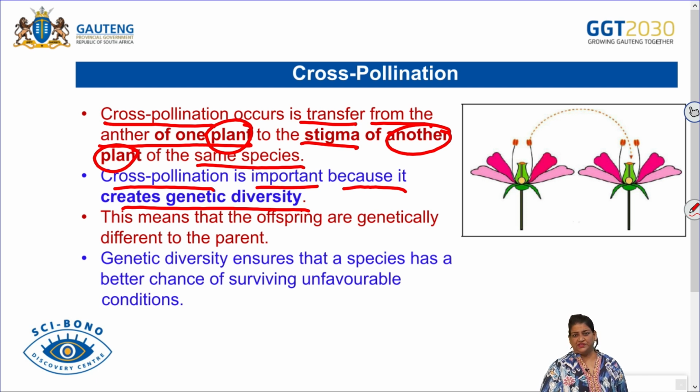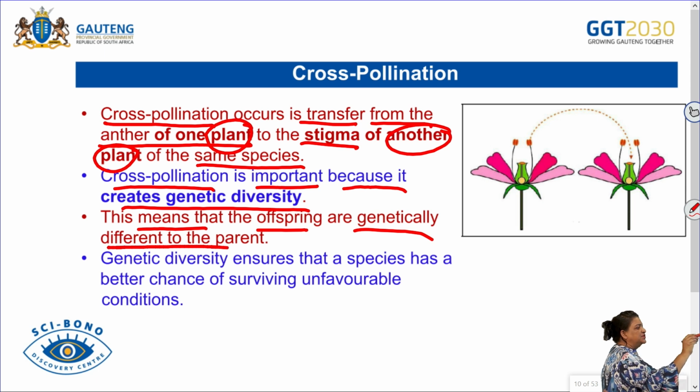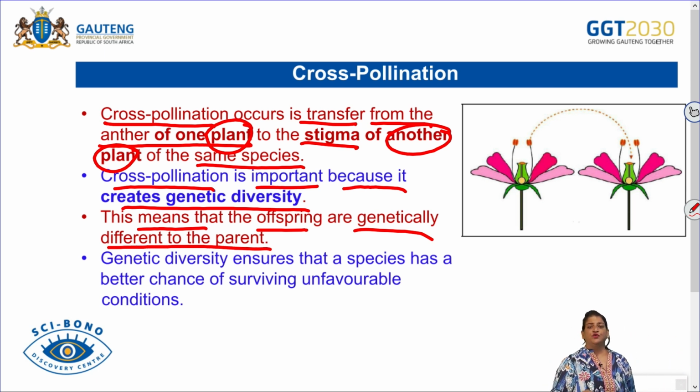We are not flowers or roses, but we are different because of gametes being genetically different. We're going to learn more about that next year in grade 12 when you do genetics. This means that the offspring are genetically different to the parent. Why? Because of cross-pollination. But if it's self-pollination, anther of one flower to the stigma of the same flower, then that's self, and you're not going to really create much diversity. And that flower eventually will become very weak. It won't be able to withstand adverse or unfavorable conditions.